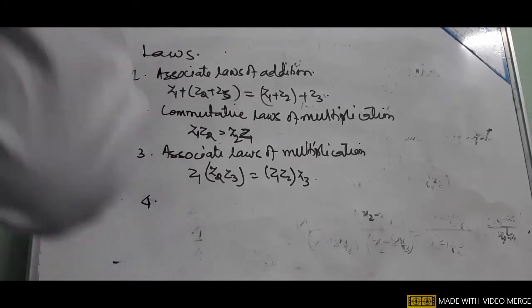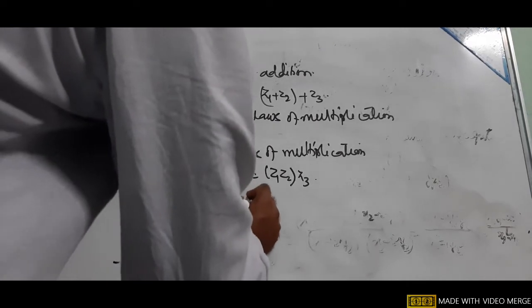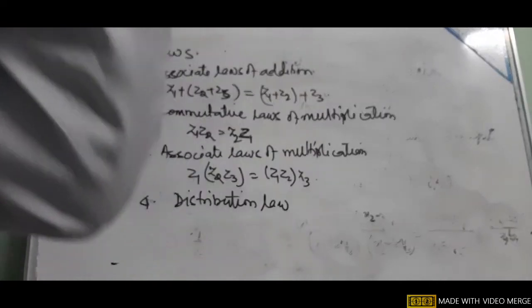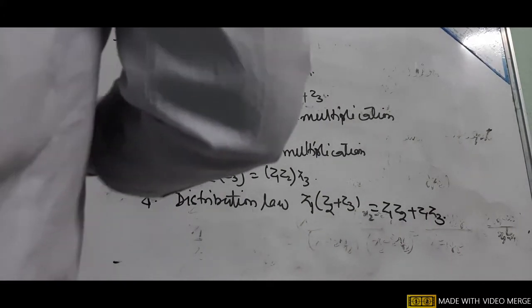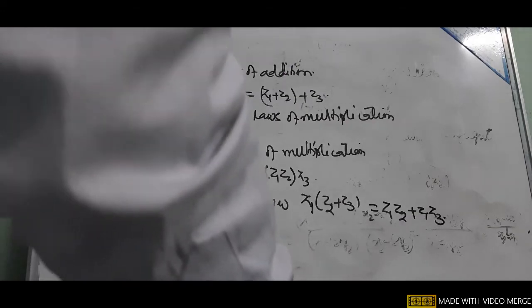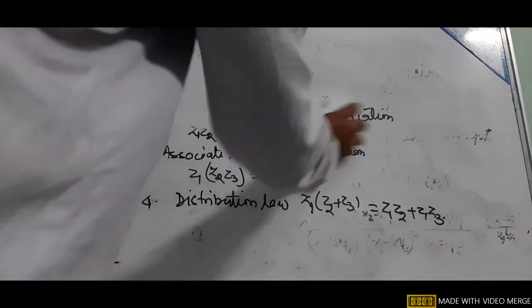And number 4, we have the distribution law of complex numbers. If we have three complex numbers z1, z2 and z3, and we add z2 plus z3 and multiply with z1, then it will be distributed: z1 will multiply z2, and then z1 with z3. So these are the 4 laws that we always follow while doing calculations with complex numbers. Next I am coming to what we mean by the modulus and the argument of a complex number.